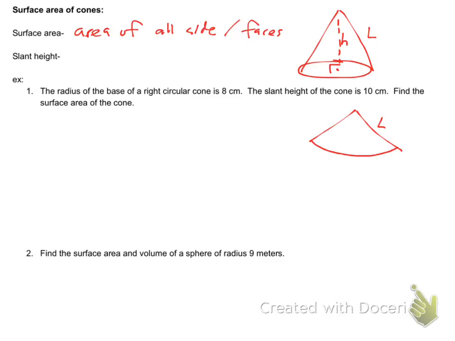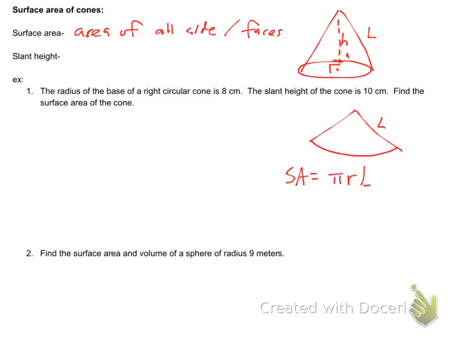And to find the surface area of this shape, guys, it is pi r L. That's of just the top part of the cone. Don't forget that when you're finding the surface area of the whole entire cone, you also need to factor in pi r squared for the base.